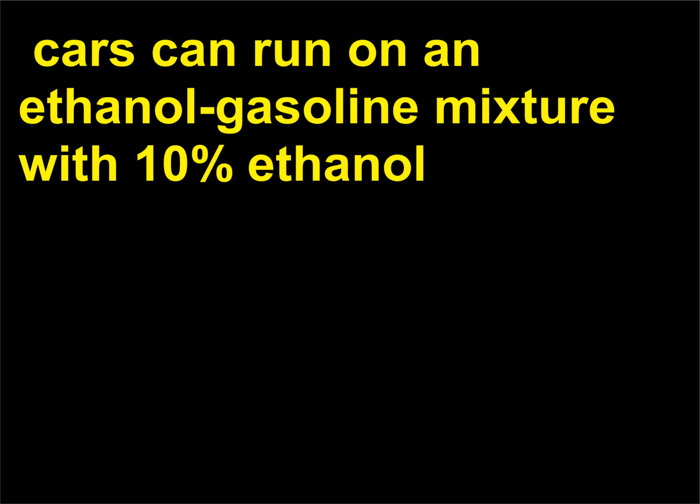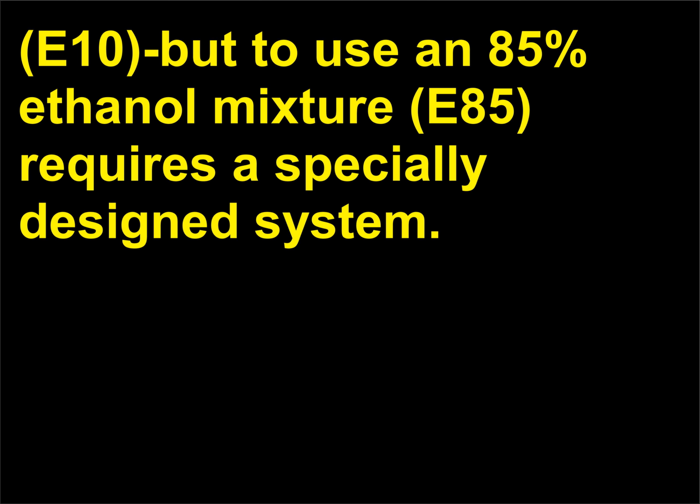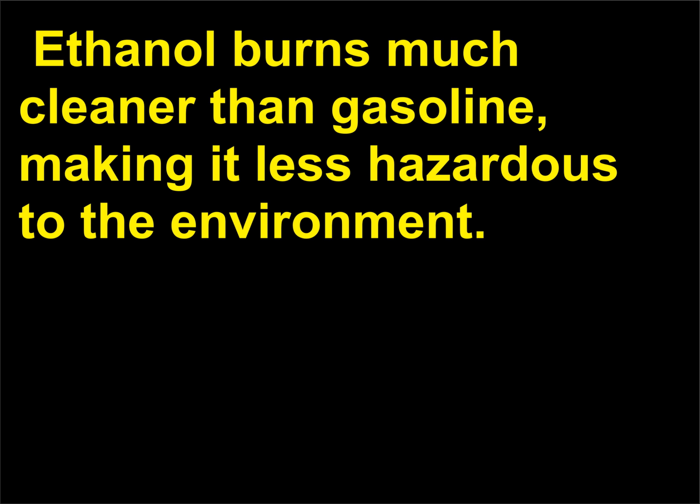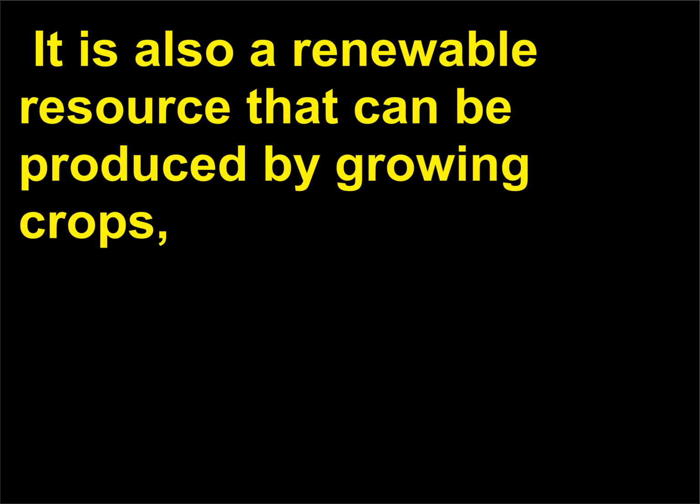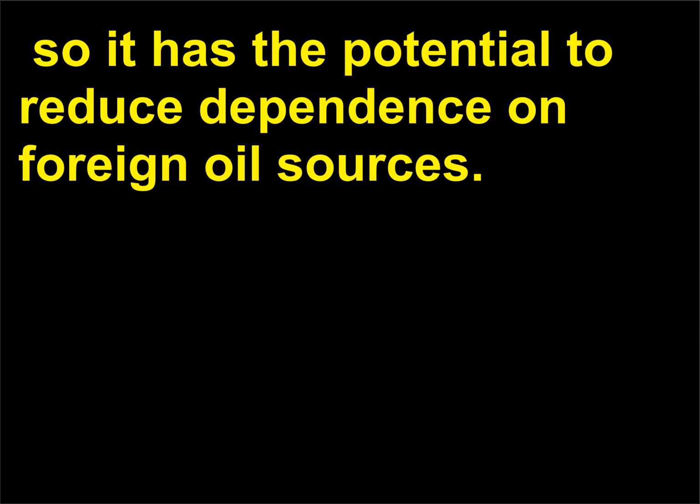Cars can run on an ethanol-gasoline mixture with 10% ethanol, E10, but to use an 85% ethanol mixture, E85, requires a specially designed system. Ethanol burns much cleaner than gasoline, making it less hazardous to the environment. It is also a renewable resource that can be produced by growing crops. So it has the potential to reduce dependence on foreign oil sources.